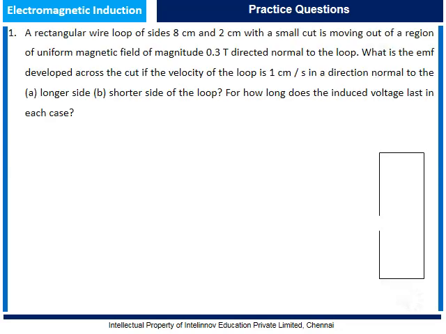Now let us get on with practice questions. Question number 1. A rectangular wire loop of sides 8 cm and 2 cm with a small cut is moving out of a region of uniform magnetic field of magnitude 0.3 Tesla directed normal to the loop. What is the EMF developed across the cut if the velocity of the loop is 1 cm per second in a direction normal to the longer side and also in the direction normal to the shorter side of the loop? Also find out for how long the induced voltage lasts in each case.